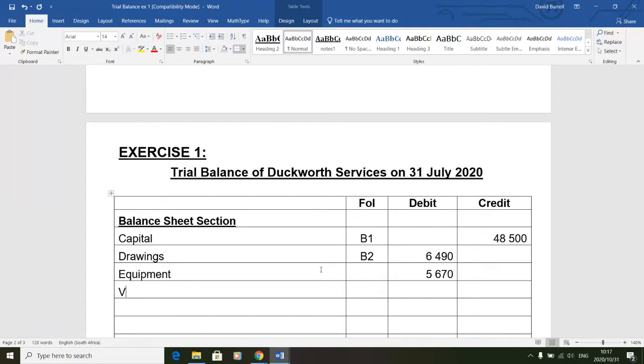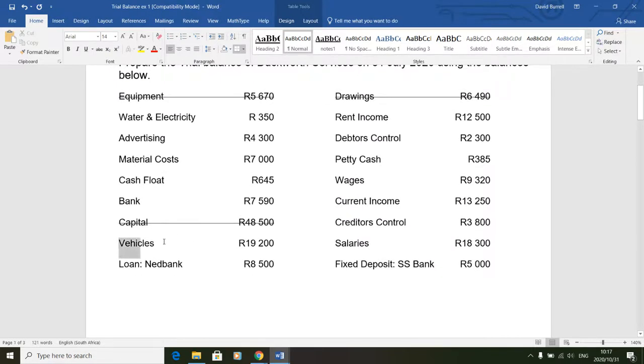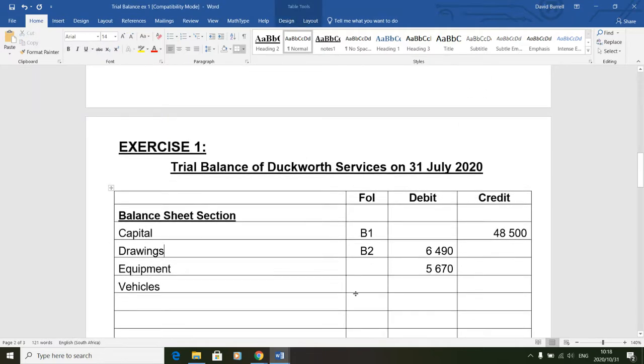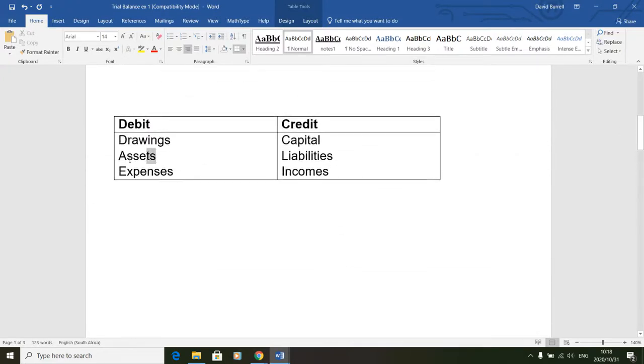Then I said I was going to put vehicles next. So let's go and check what the vehicles balance was. There we go. It's 19,200. All the assets will behave in exactly the same way, so that's also going to be a debit. So it'll be 19,200. I'm going to pop all the folio numbers in afterwards so I don't have to worry about all these things at once. Our assets have debit balances.